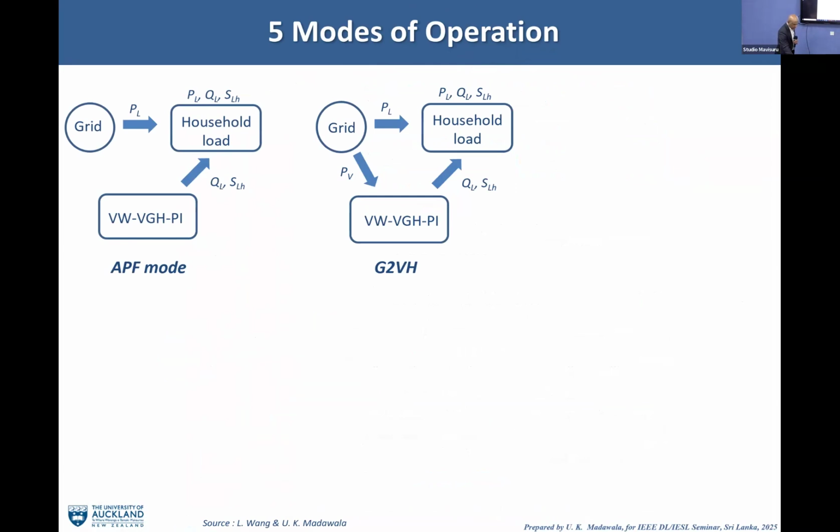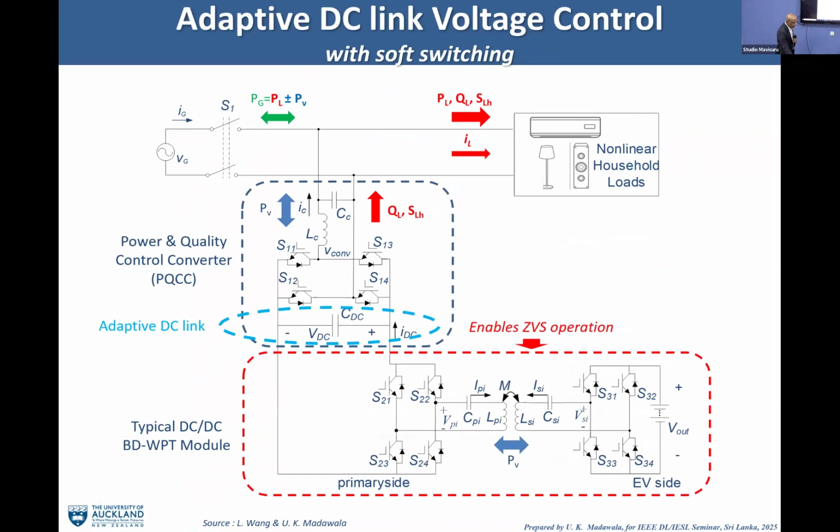One more thing we did: if you look here, the electric vehicle comes and parks. It has to be connected to the grid anyway. You come home and park the car and connect to the grid. I'm sorry that I don't have a pointer. On the right-hand side you can see your nonlinear household load. It has active power, reactive power, and harmonic power. This has to be supplied, and normally it is drawn from the grid.